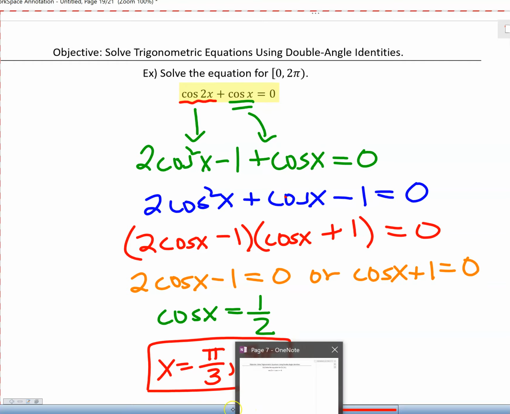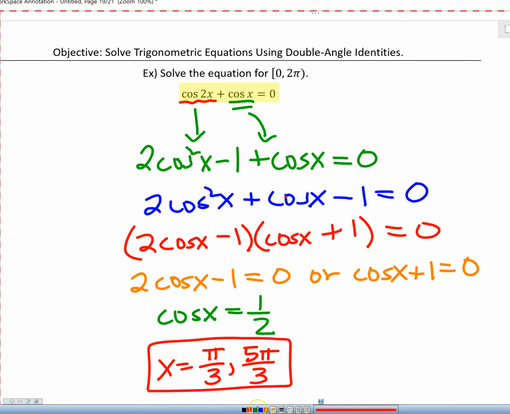Over here for the other one, when I'm just subtracting 1, I get cosine x equals -1. And there's only one angle actually that is a cosine of -1, where x is -1, and that is pi. So that gives me a third angle of pi.